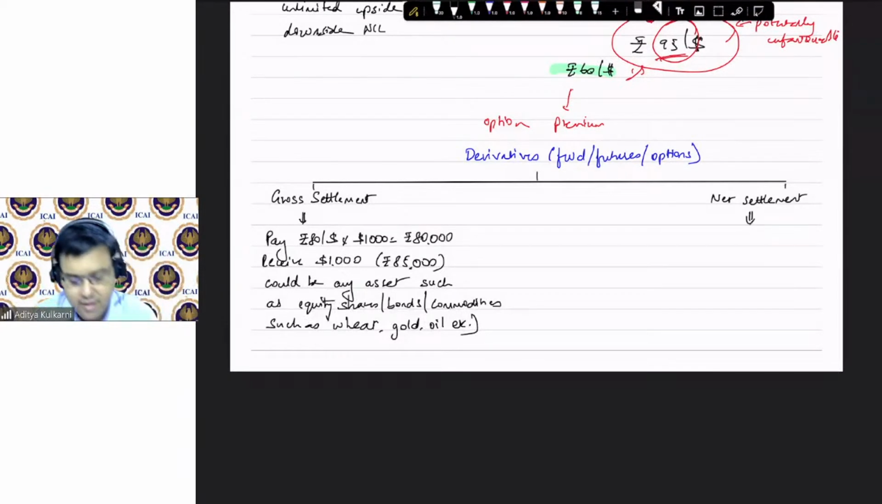Now, if you have understood gross settlement, you should be able to help me out with net settlement. You have a forward contract, the same example I am extrapolating on the net settlement side. You have a forward contract to purchase dollars at rupees 80 per dollar for purchasing $1,000. On the date of settlement, the dollars are worth 85 rupees in the market.